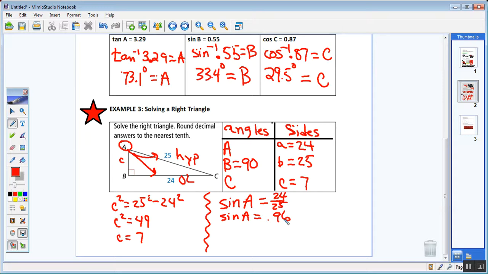This is where we're going to inverse this puppy. So at this point right here, we're going to go sine inverse of what value? So Sonny, put it together for me. When you inverted 0.96, sine inverse 0.96, what did you get to the nearest tenth of a degree? 73.7. 73.7 degrees.